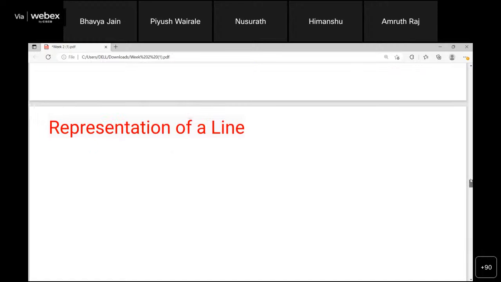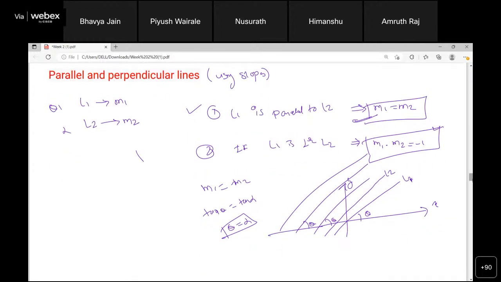Sir, what if the angle of inclination is 90 degrees? 90 degrees means perpendicular to the x-axis. The slope is not defined, right? Theta is 90 degrees means slope is not defined. Yes, sir. So we can't comment if they are parallel or not. By using slope we cannot tell, right?